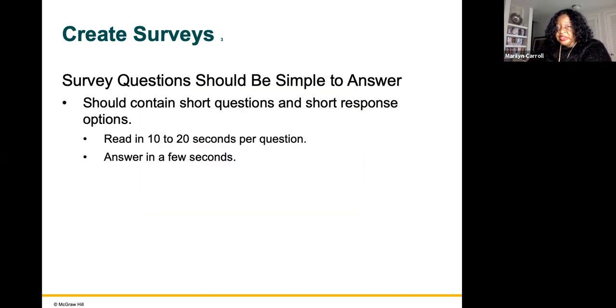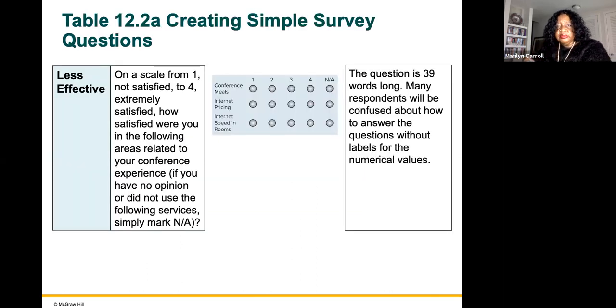Now, they should be simple to answer. They should contain short questions and short response options. Read in 10 to 20 seconds per question. Answer in a few seconds. True, true, true. Anything more than that, people have to think too much, and you're not going to get the most honest answer, more than likely.